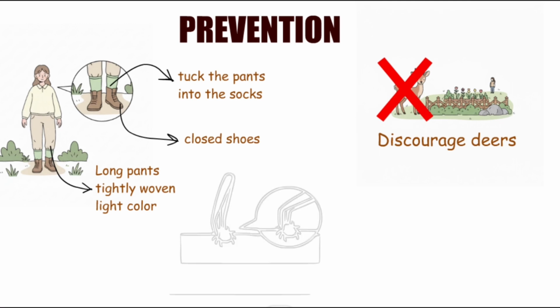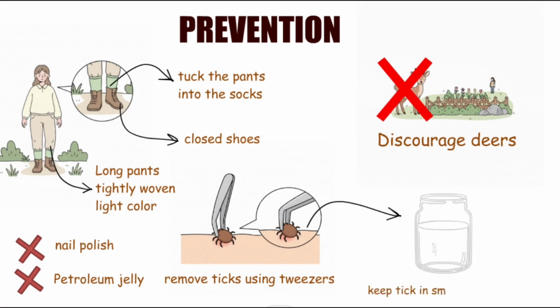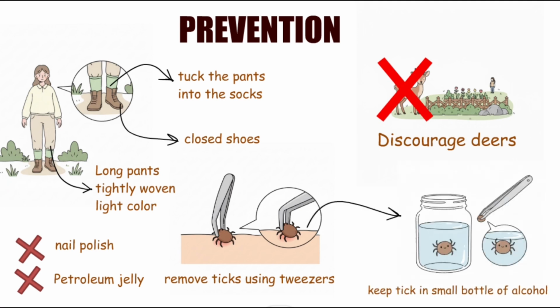Remove attached ticks with tweezers, grasping the mouthparts close to the skin and pulling straight out. Avoid twisting or jerking. Don't use folk remedies like nail polish or petroleum jelly. Save the tick in a small bottle of alcohol for later identification if needed. Wash the bite area with soap and water, apply antiseptic, and wash your hands thoroughly.